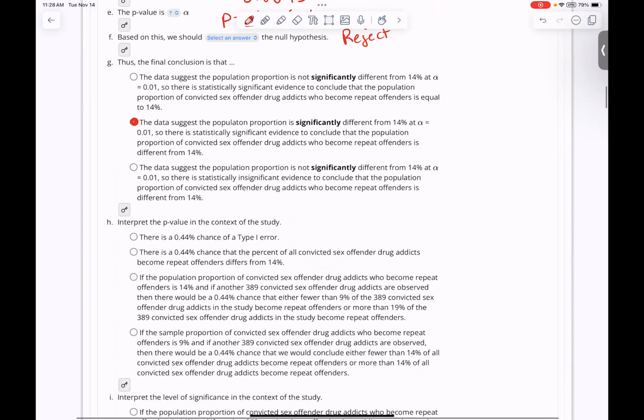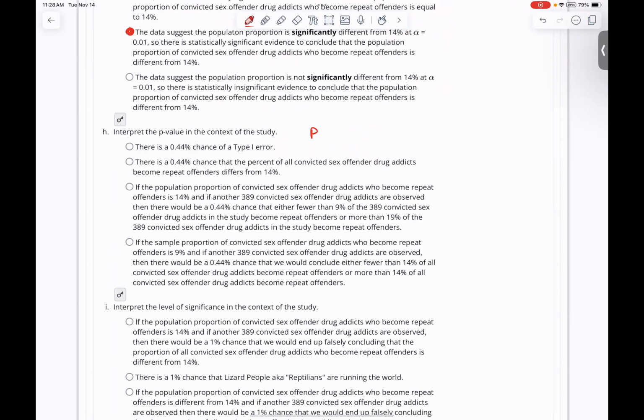Okay, interpret the p-value. Our p-value was 0.0045, which is 0.45%. And the p-value is the probability that we get a value that extreme or more. So it's not going to be the first two. So it's going to be either the third or the fourth, and it has to be the third because the third contains the word population.